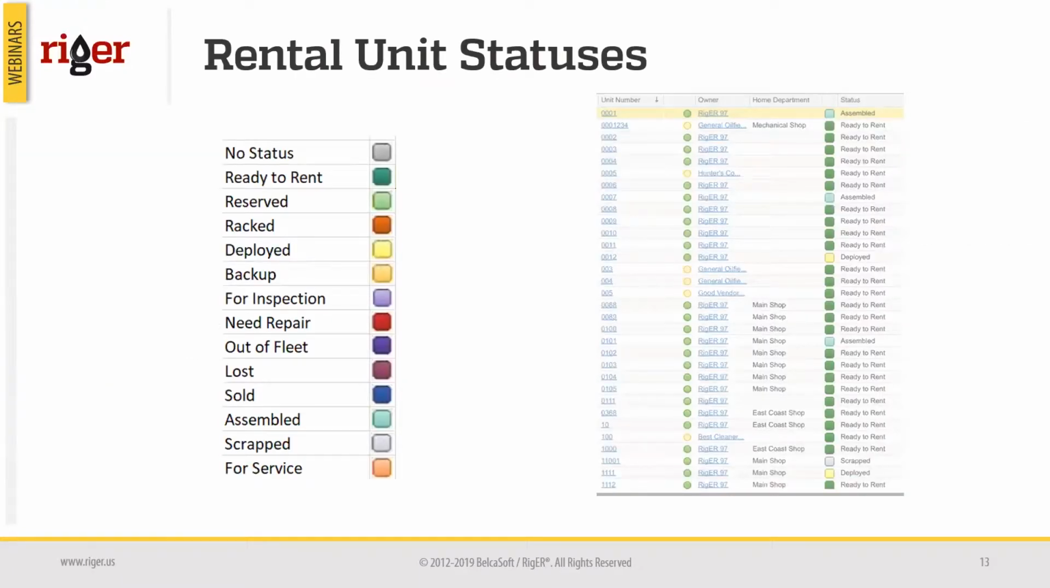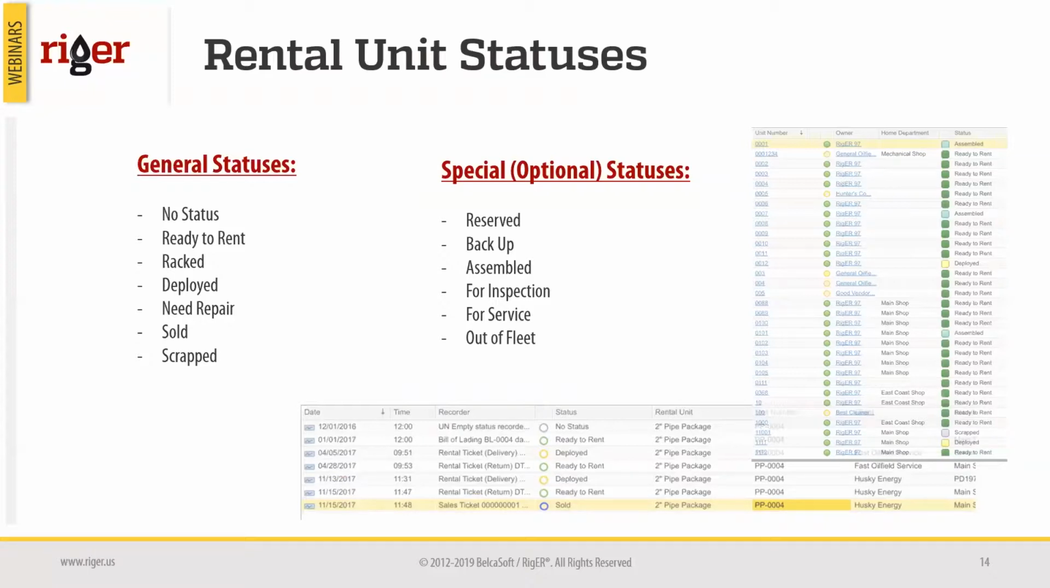In the RigER system, we have a bunch of different rental unit statuses to track rental units, to track their conditions, and at what stage of the job these rental units are at the moment. Each status has a different color, just to easily recognize them and easily notice when you are checking the statuses or the history of the rental unit or unit number, and to see at what particular status the unit is.